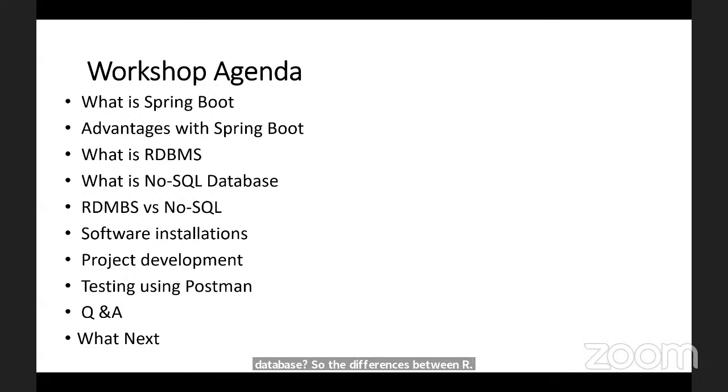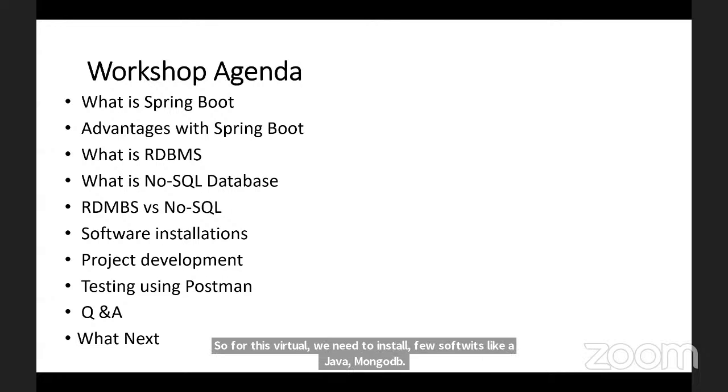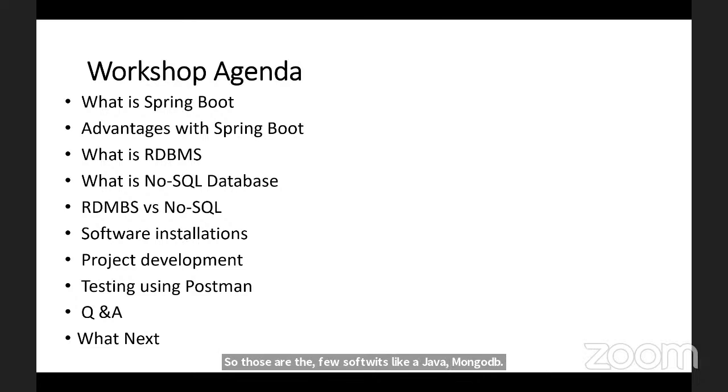After that, we do the software installation. For this workshop, we need to install a few softwares like Java and MongoDB. Those are the important software for us. Next, we will do the project development. We'll use the Spring IO initializer and create the project structure from there. After that, we'll import the project into an IDE. I'm going to use IntelliJ IDE, so we'll import the project into IntelliJ and then do the application development.